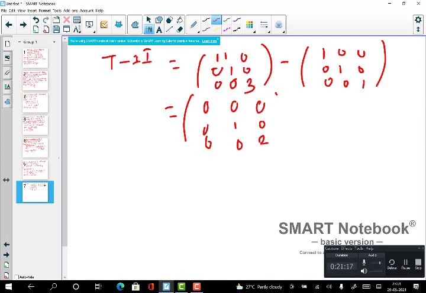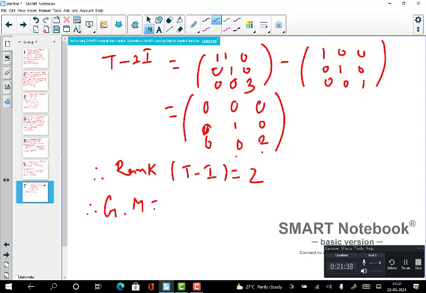2, right? Now see that there are two linearly independent columns here, and one is 0, so the rank of this has to be 2. That is clear from here. The rank of T minus I is 2, and hence the geometric multiplicity, which is nothing but the dimension of V, 3, minus 2, is equal to 1. Okay, so that's a bit clear, right?